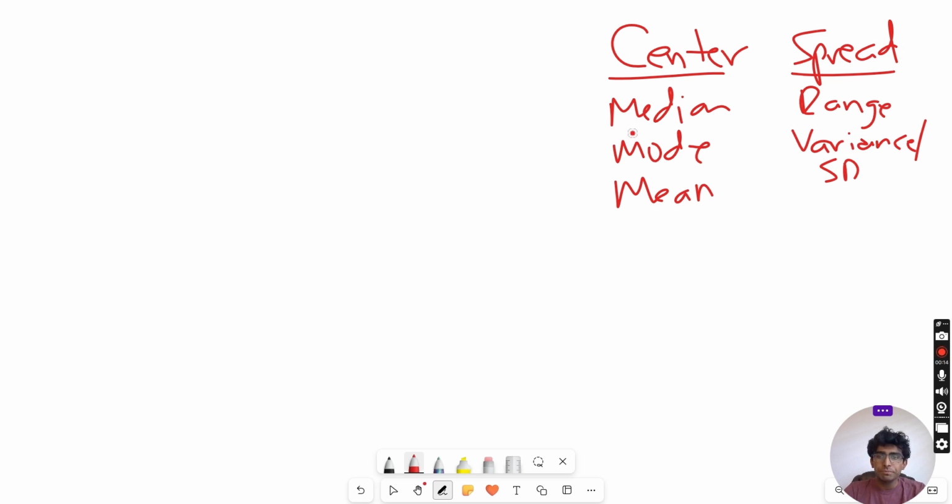With center, I'm going to go over center first. We specifically need to understand what these three terms are. What do they mean?